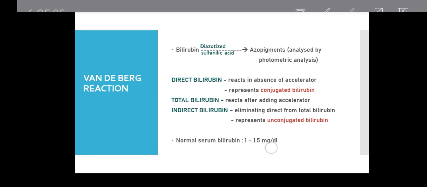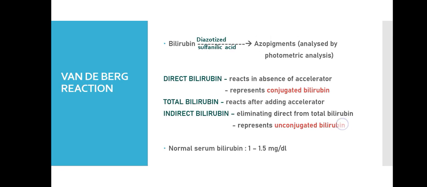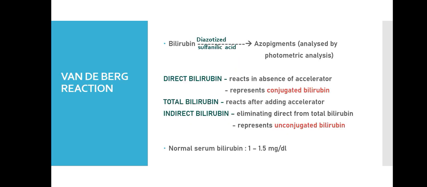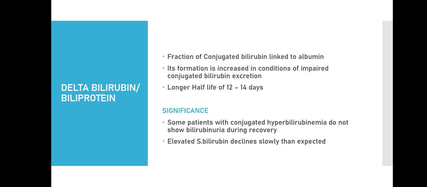This is the fraction of conjugated bilirubin linked to albumin. Its production is increased in cases of cholestasis. It has a longer half-life of 12 to 14 days when compared to the normal bilirubin, which is 4 hours. Significance. Some patients with conjugated hyperbilirubinemia do not show bilirubinuria, as this is bound to albumin and cannot be excreted in urine. Elevated serum bilirubin declines slower than expected due to the longer half-life.